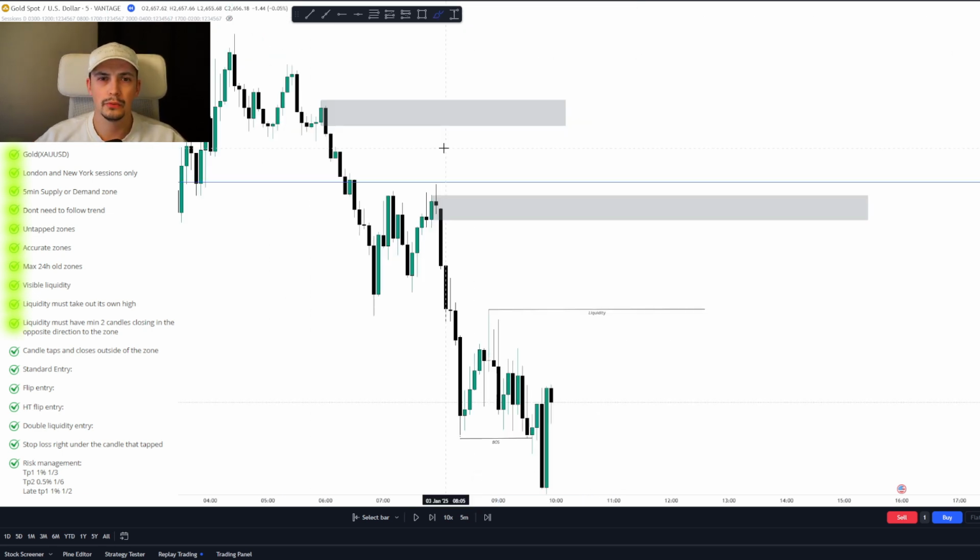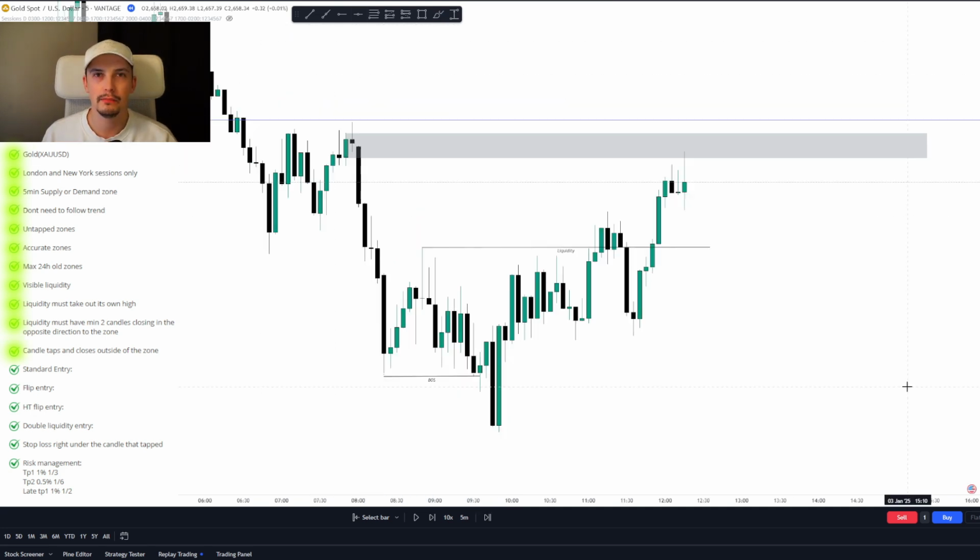The last liquidity rule is that it needs to be at least 2 candles. So this is not liquidity and this is not liquidity, because it's only 1 candle. 1 candle liquidity may work, but it's very weak. So at least 2 to get the reaction you want. So that's why this is very good, because it's 5 here. So it's very good liquidity.